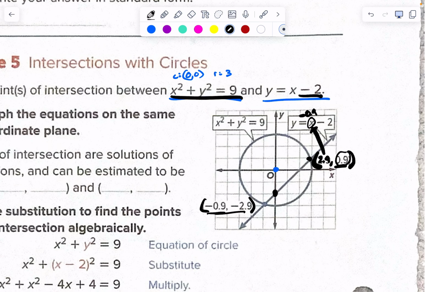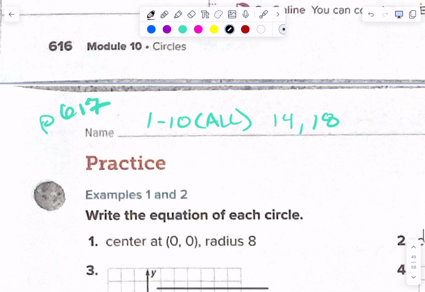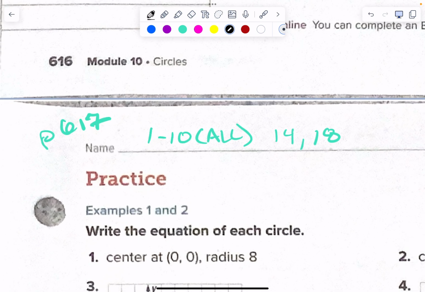How about that? All right. Here you go. Here's homework. 1 through 10 and 14 and 18.